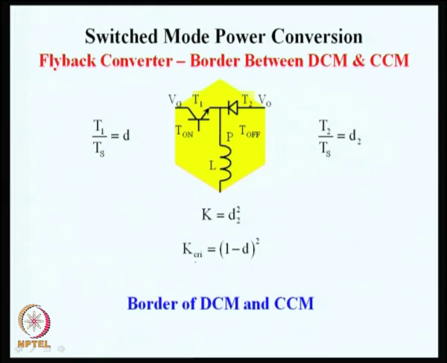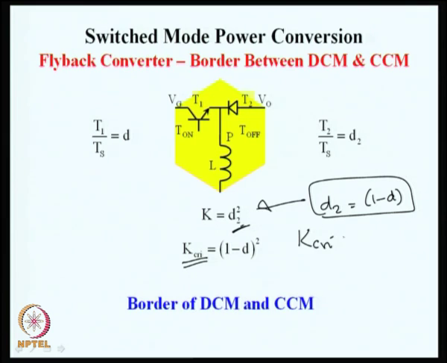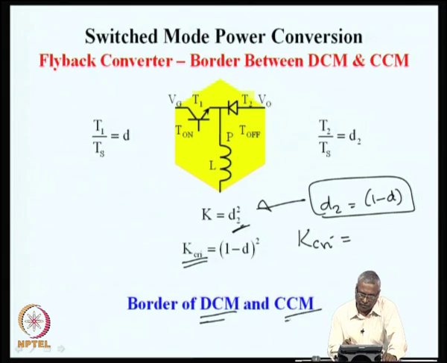The critical conduction parameter is found out by finding what d2 is at the border of discontinuous conduction and continuous conduction. On the border, d2 is the same as 1 minus d. So, if we substitute this in this relationship, the critical value of k is that value of k for which the converter is on the border between continuous and discontinuous mode of operation.